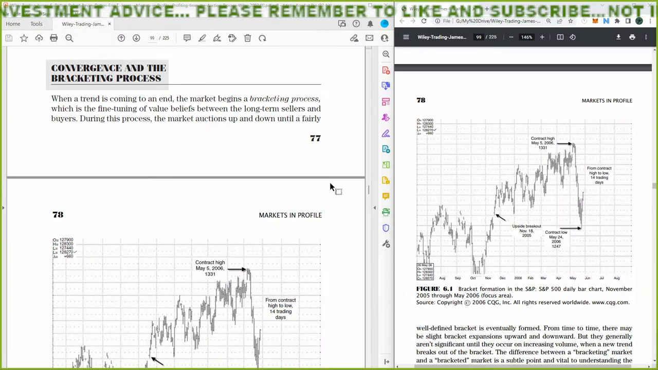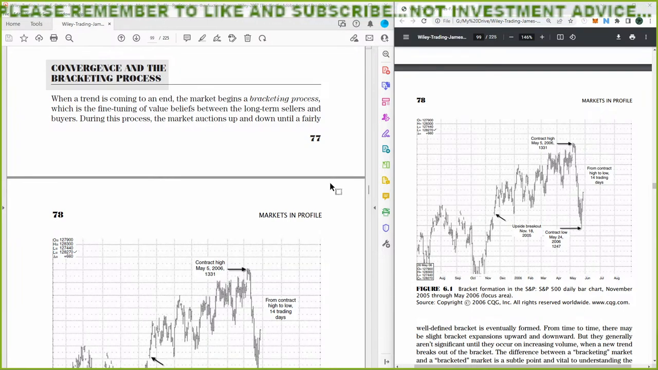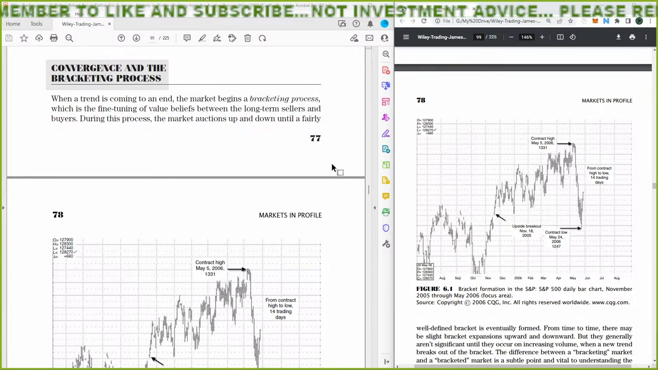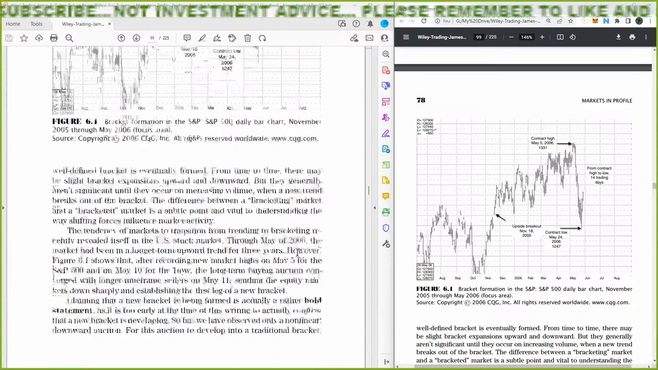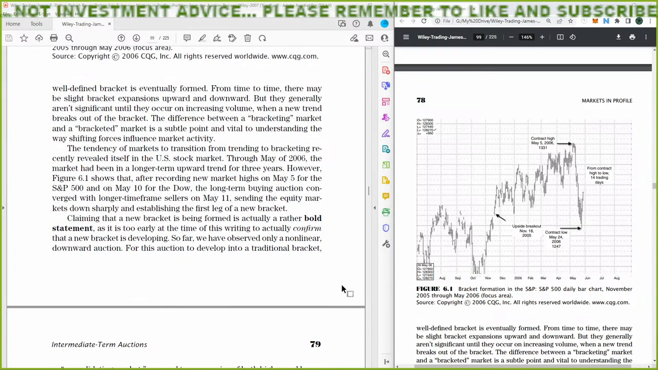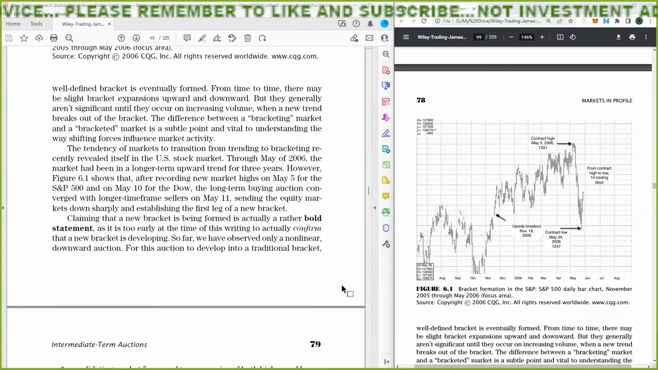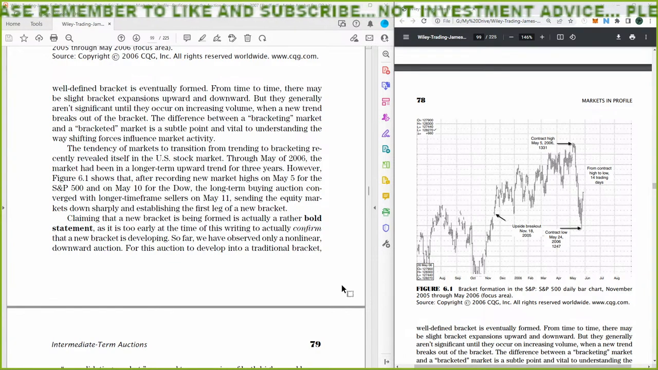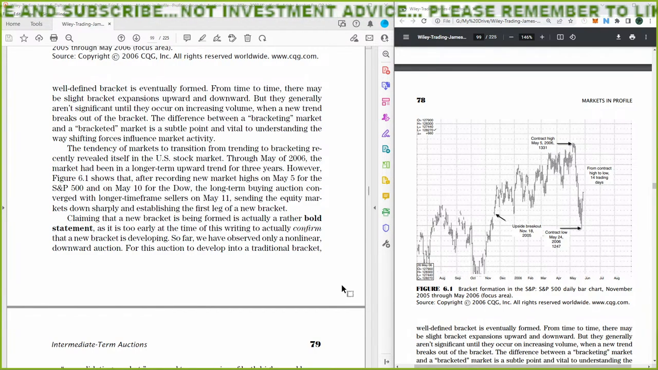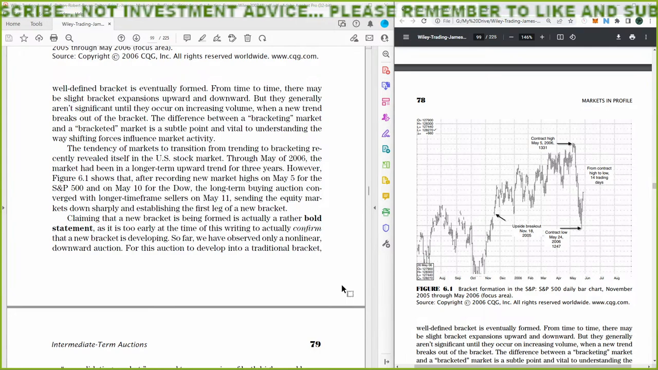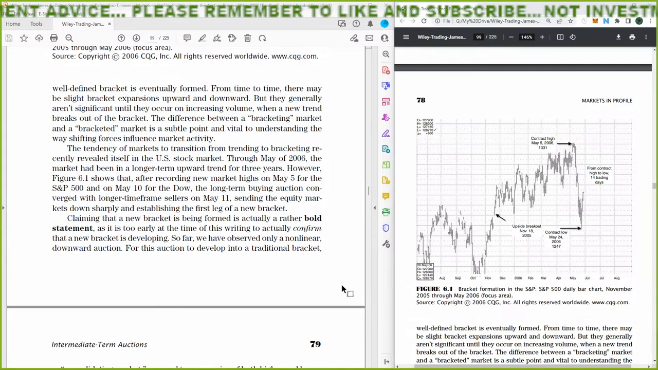When a trend is coming to an end, the market begins a bracketing process, which is the fine-tuning of value beliefs between long-term sellers and buyers. During this process, the market auctions up and down until a fairly well-defined bracket is eventually formed. From time to time, there may be slight bracket expansions upward and downward, but they generally aren't significant until they occur on increasing volume when the new trend breaks out of the bracket. The difference between a bracketing market and a bracketed market is a subtle point and vital to understanding the way shifting forces influence market activity.